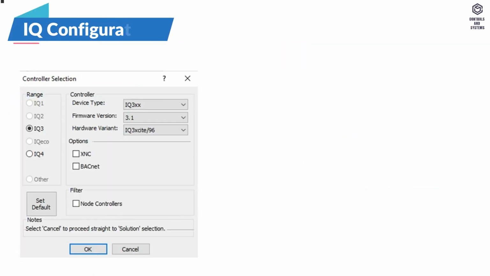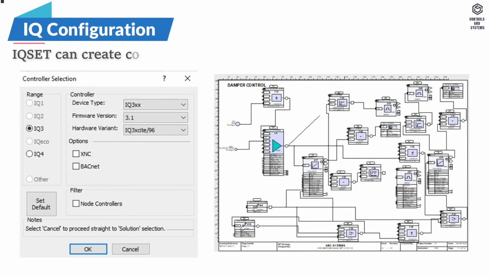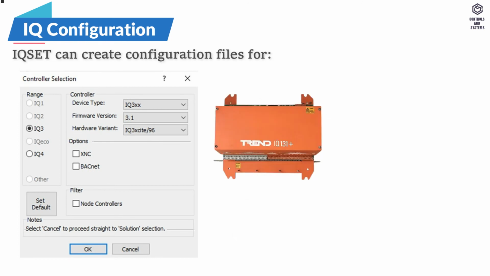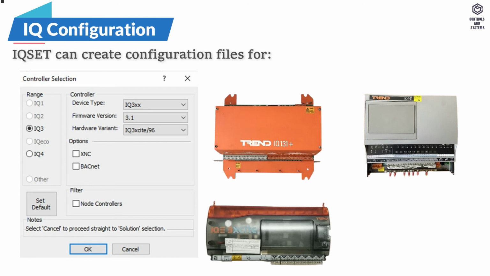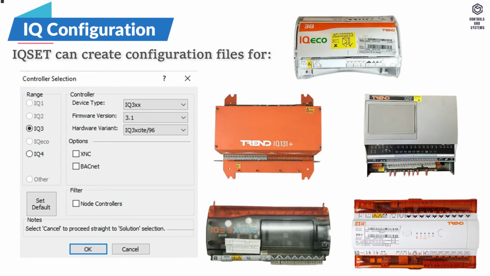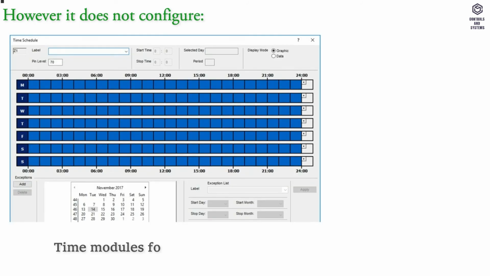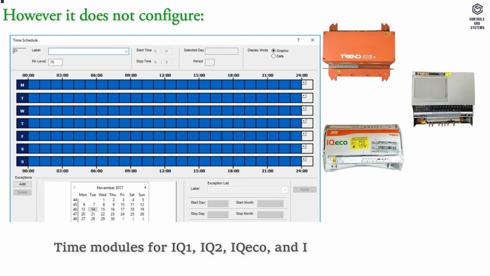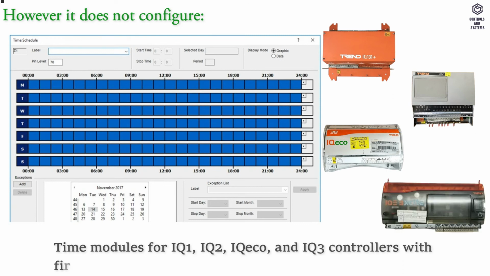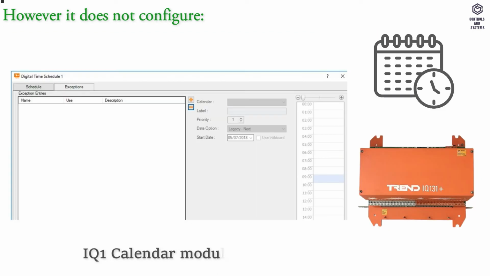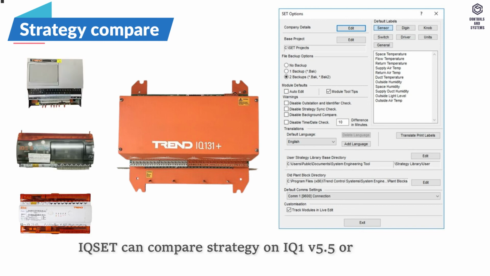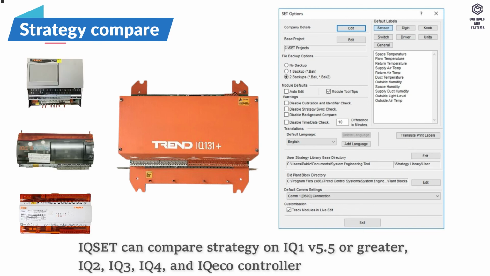Compatibility, IQ configuration. IQSET can create configuration files for IQ1, IQ2, IQ3, IQ4, and IQ Eco controllers. However, it does not configure time modules for IQ1, IQ2, IQ Eco, and IQ3 controllers with firmware lower than version 1.4, and IQ1 calendar modules standard week times are not configured. Strategy compare. IQSET can compare strategy on IQ1 version 5.5 or greater.